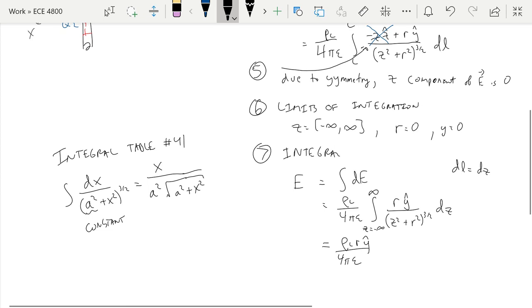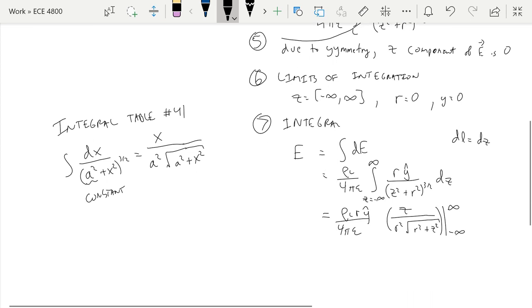All right, so what's left is just the integral of dz over z squared plus r squared, and that's what this form that you have here on the left is. And so the integral here is going to be z over r squared, the square root of r squared plus z squared. And that is evaluated from negative infinity to infinity. All right, so rho sub L times r times y hat over 4 pi epsilon.